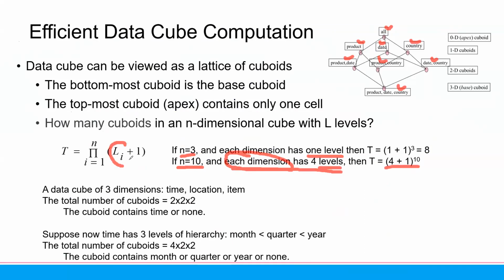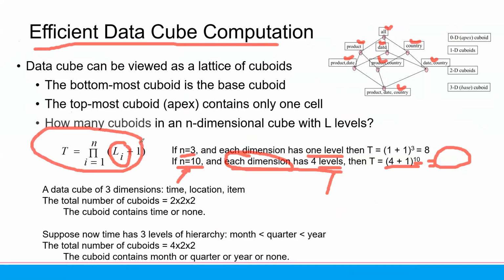For every dimension plus 1, and then we have 10 variables. So you can know how many cuboids we need to create. If there are a lot of levels and a lot of dimensions, of course it will create very huge cuboids. So you need to do efficient data cube computation. You can use this formula to measure how many cuboids you will create.